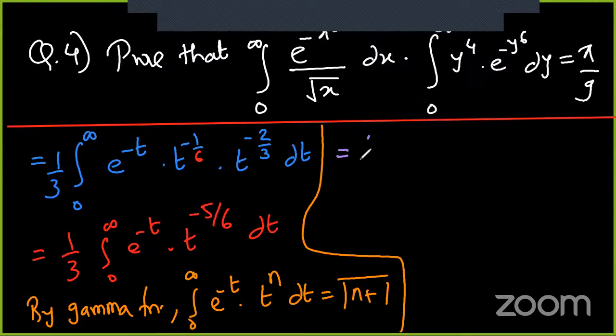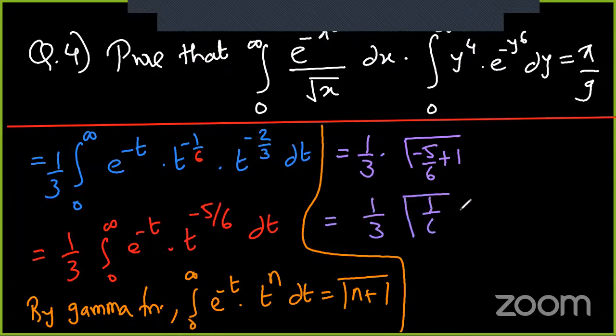what is the answer? 1 by 3 as it is. Gamma of n plus 1, right? Minus 5 by 6 plus 1. So what answer will come? Minus 5 by 6 plus 1. So the answer is 1 by 6. Look, minus 5 by 6 plus 1, meaning 6 by 6, and it's 1 by 6. Right now we don't know the value of gamma of 1 by 6. I know this answer, but this is the answer of I1. Whose answer is this? I1's.